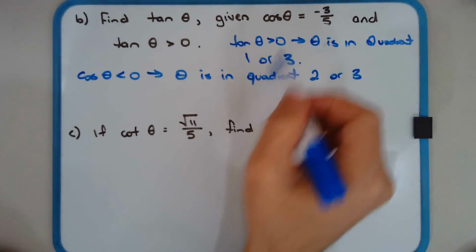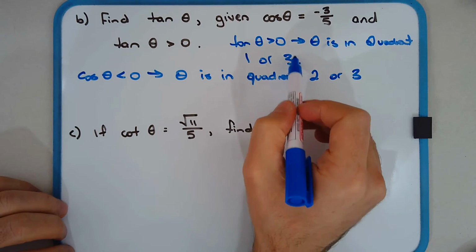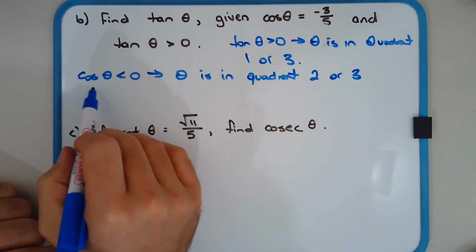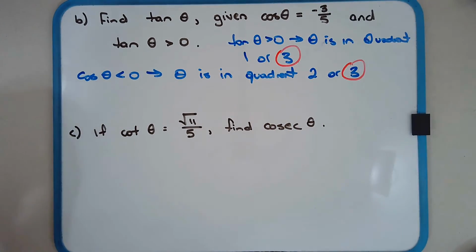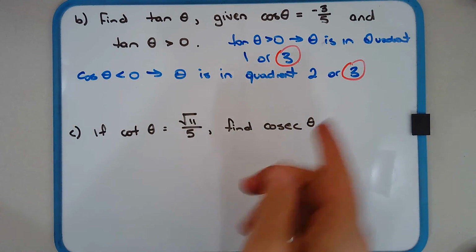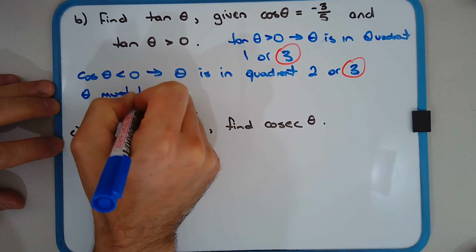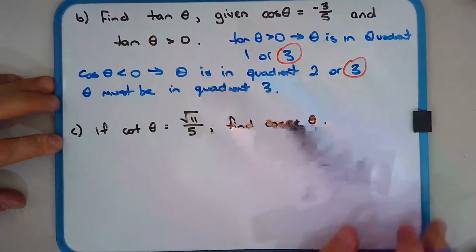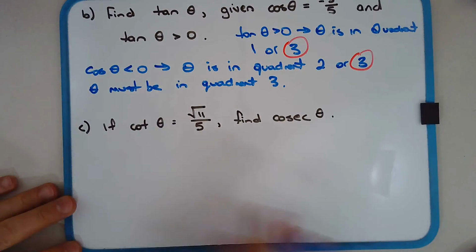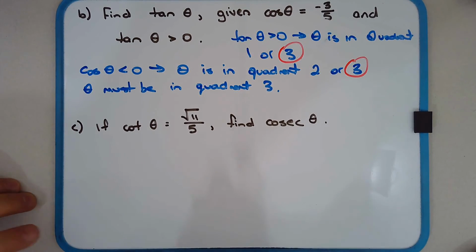With these two conditions, the one thing that's in common is quadrant 3. Tan theta could be in quadrant 3, but cos theta could also be in quadrant 3. So with tan theta positive and cos theta negative, theta must be in quadrant 3. So obviously that means that tan theta must be positive.